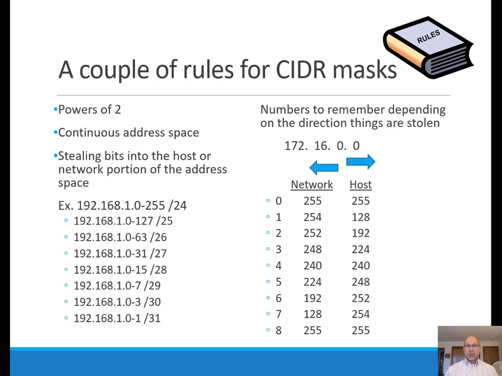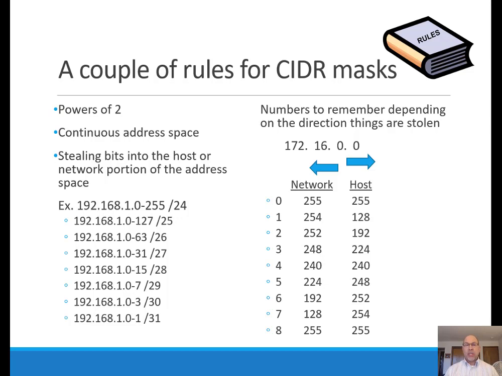That's not the way it works. It's all going to be continuous address space and all based on powers of 2. And we see similar numbers being used all the time. So the numbers in the bottom right in this little table, if I steal bits from the network portion, I know that I'm going to be seeing numbers 255, 254, 252, 248. If I steal them in the other direction, I'm going to be seeing 128, 192, 224, 240. Always. It's always the same way.